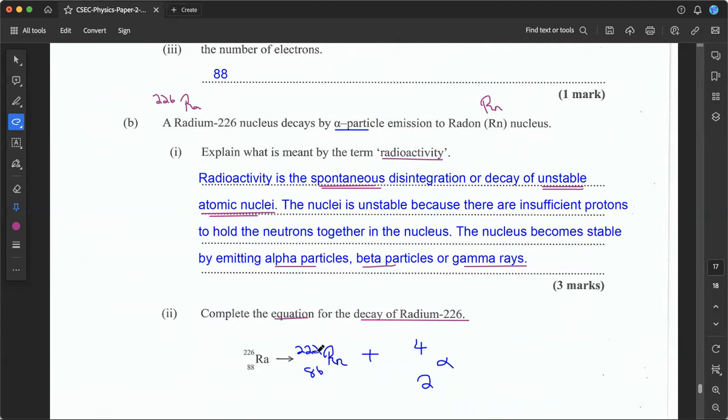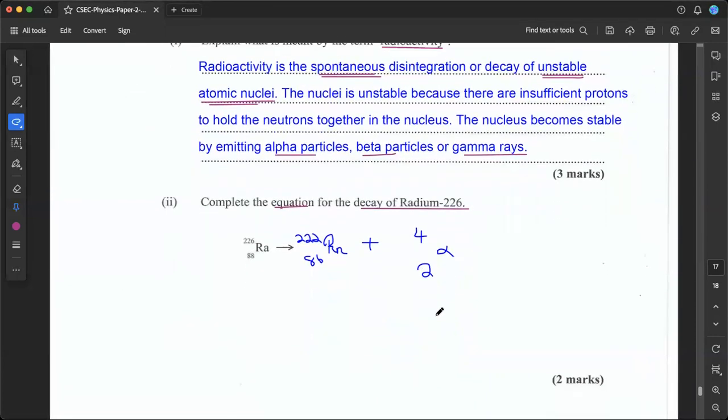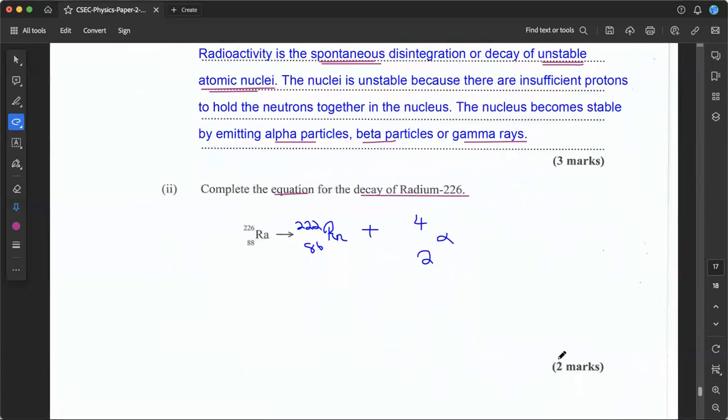So we end up with 222, 86 Rn. That's our new daughter nuclide. And then the 4,2 alpha that got emitted. So this is our equation. This is how we would write the decay of radium-226 by alpha emission. That's what we do here, and we get our 2 marks, we're good to go.